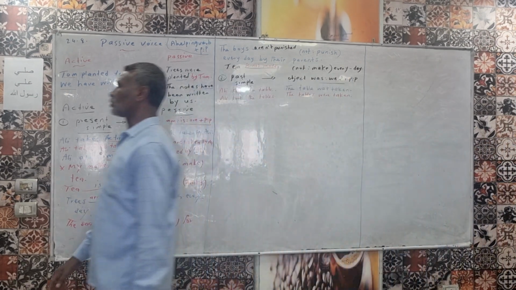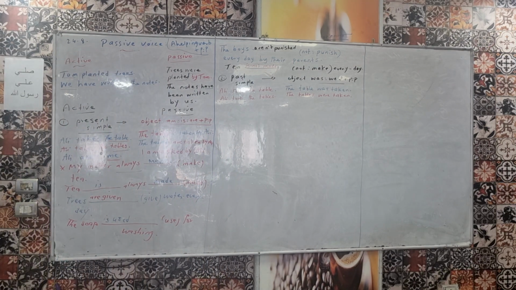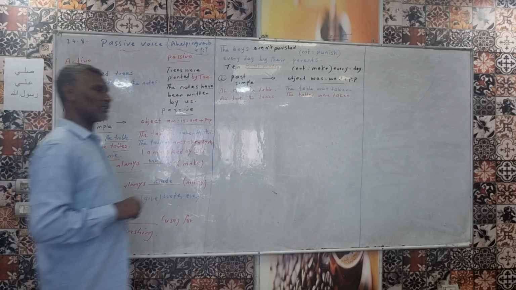The teacher taught the lesson. The lesson was taught. The teacher taught the lessons. The lessons were taught. I sold the house. The house was sold. I sold the houses. The houses were sold. ركز معايا في المثال اللي هقوله ده، ركز معايا شوية.